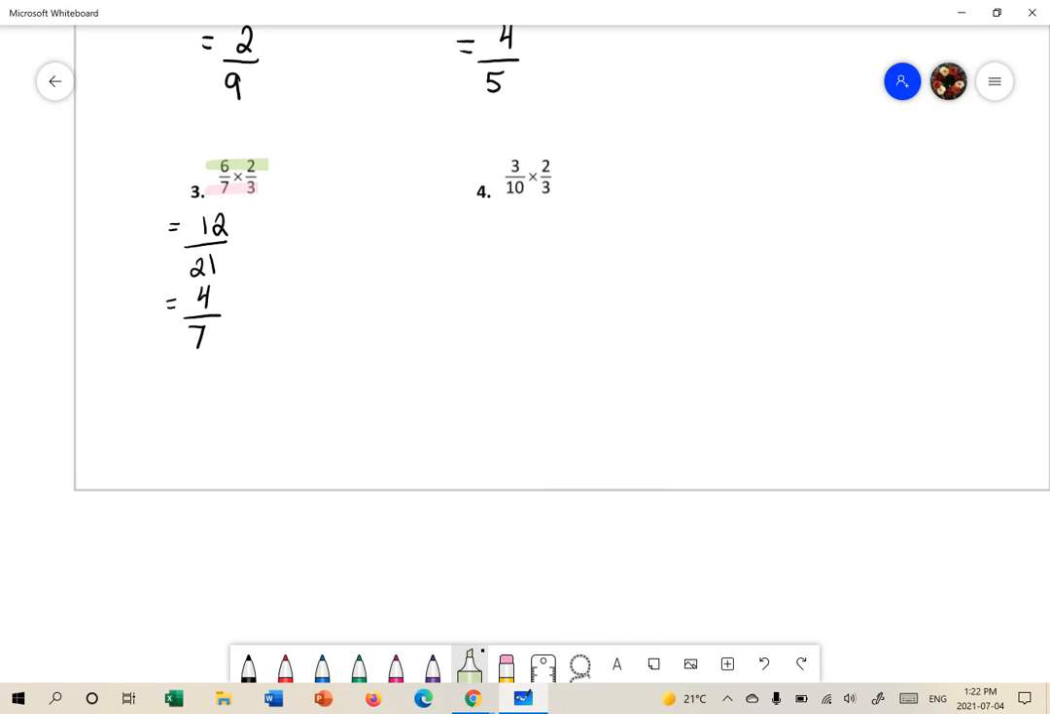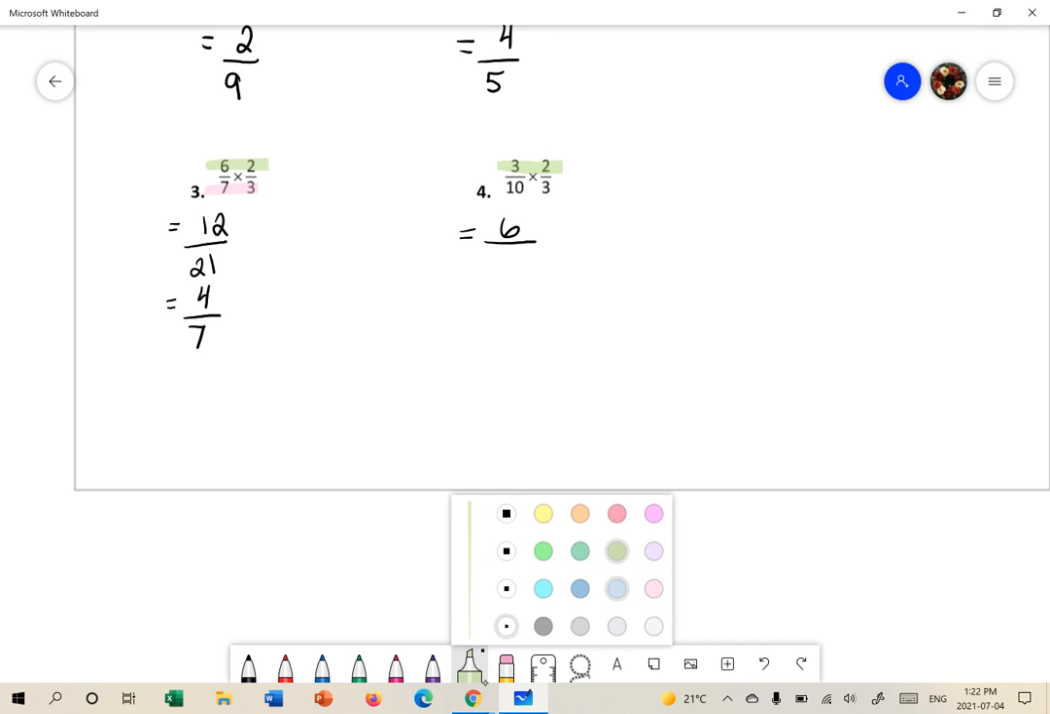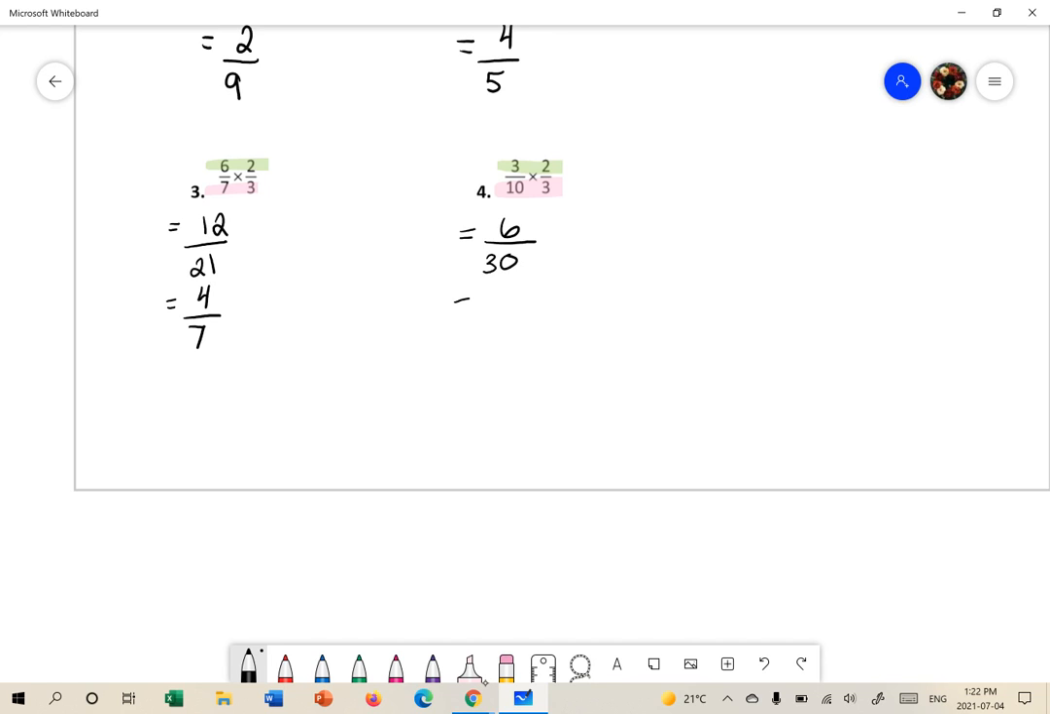Finally, question 4. Let's multiply our numerators together. 3 times 2 is 6. And then multiplying our denominators together, 30. And then reducing, I'm going to divide both the numerator and the denominator by 6. So that's 1 over 5.